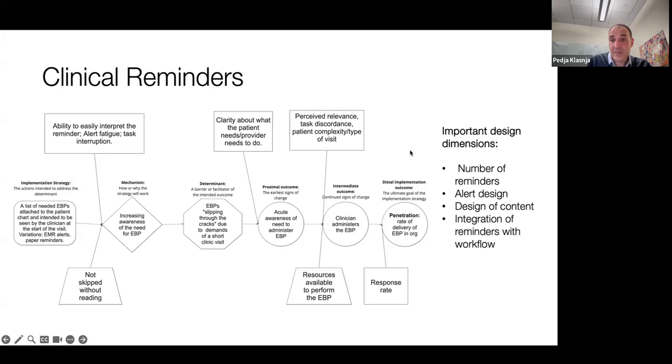These all seem to match up pretty well to some of the design dimensions that have been identified in the literature as being really important for the effectiveness of clinical reminders. So the number of reminders is a key thing that's going to address the alert fatigue. The alert design, as well as the design of the content, is going to affect whether a clinician is able to interpret the reminder and to do that quickly, right? As well as to what extent the reminders are integrated into the workflow is going to address things like the task discordance and task interruption that we're identifying as barriers to use of clinical reminders.